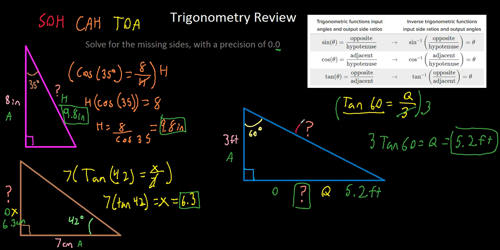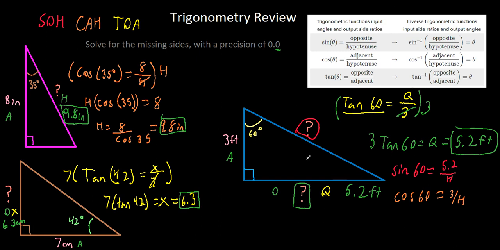So now we have to find this third side. Well, there's actually a few ways we can do it. We could use the sine of angle 60. The sine of angle 60 is going to equal the opposite over the hypotenuse. Well, we know the opposite is 5.2 now over the hypotenuse, which we don't know, so we'll leave it as that. And then we can solve this way. Or we could use the cosine of angle 60, and we can do the adjacent over the hypotenuse, which is 3 over h.